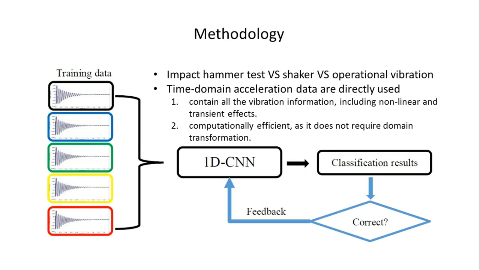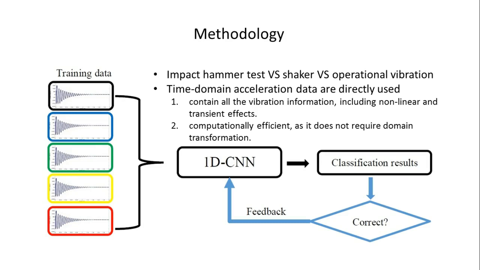So in our work, we have three choices for the excitation. One is impact hammer, the second one is a shaker, the third one is operational vibration. But in the laboratory environment, we use impact hammer test because it's easy to control, and we don't need very high power to do the test. So in this project, we use impact hammer test.